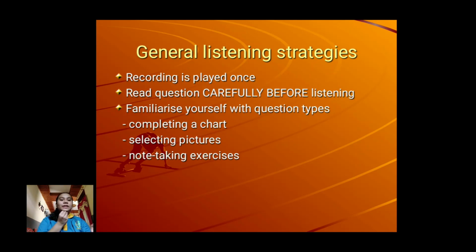Okay, now on this slide, I will discuss strategies that can be used to succeed in the listening test. First, remember what the first speaker said. Once again, remember what the first speaker said. And second is read the question carefully before listening. And the last is familiarize yourself with question types such as completing a chart, selecting pictures, and note-taking exercises.